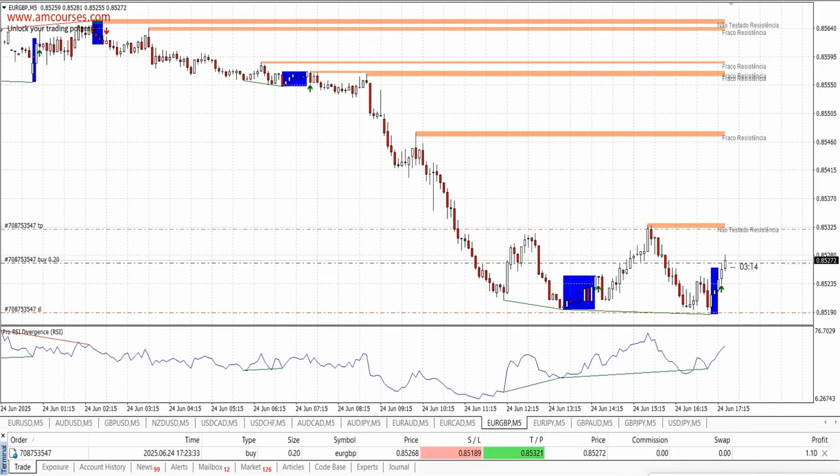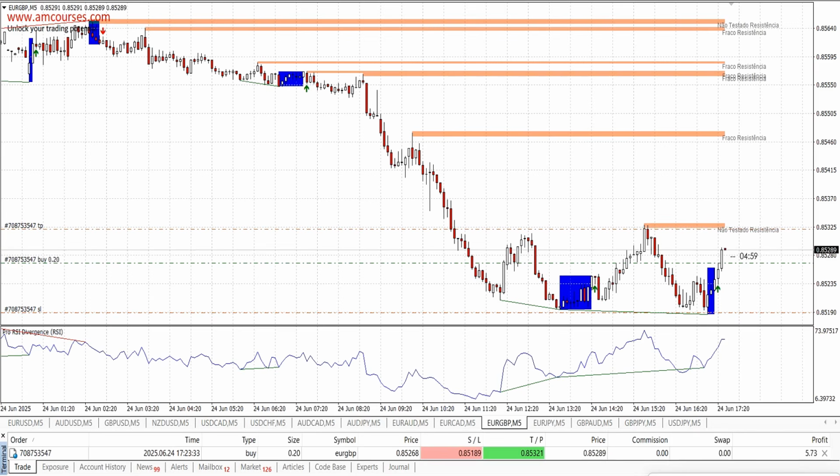Then, a green buy arrow appeared, right at a strong support zone that had not been tested before. This gave me the perfect setup to enter a long trade with confidence. All conditions lined up perfectly: RSI divergence, support zone, and buy arrow signal. So I entered the buy trade. As you can see, the trade is currently active and moving in the right direction. We're seeing some buying pressure and a positive shift in momentum. Let's watch how this trade plays out.